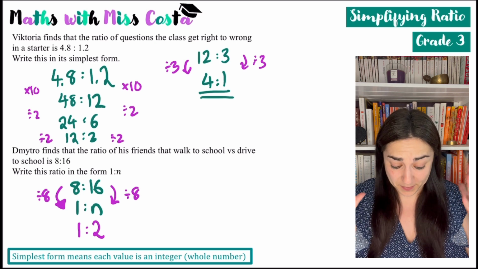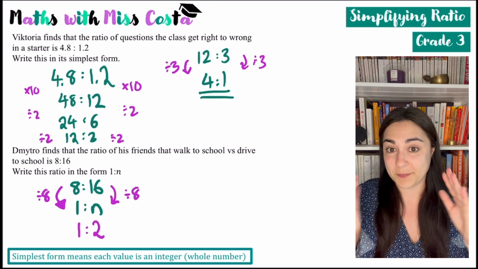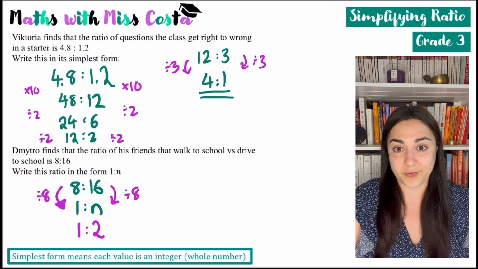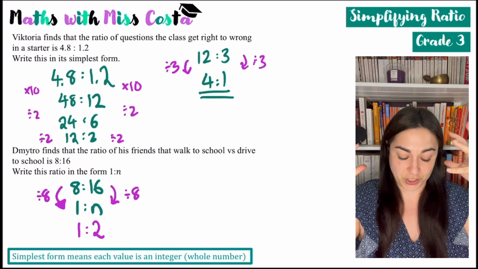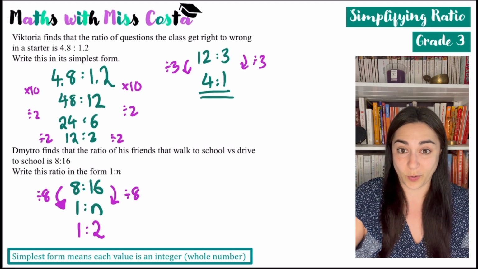Okay, so some people are like, what does this even mean? It literally just means you want one part of your ratio to be 1 and the second part, it could be a decimal, it doesn't matter as long as you just write the first part in the ratio of 1.